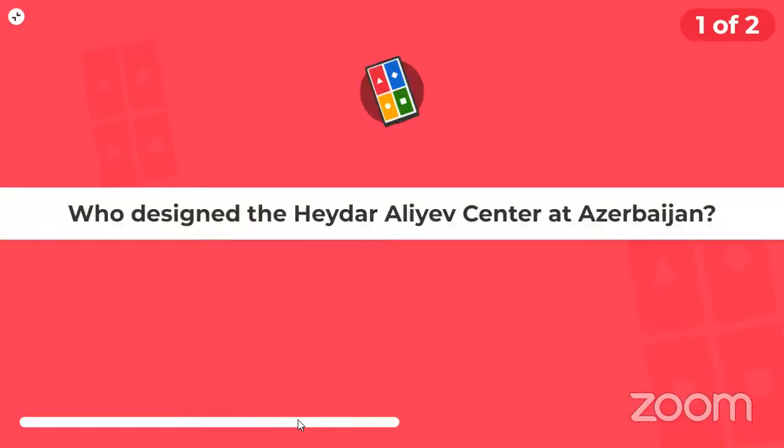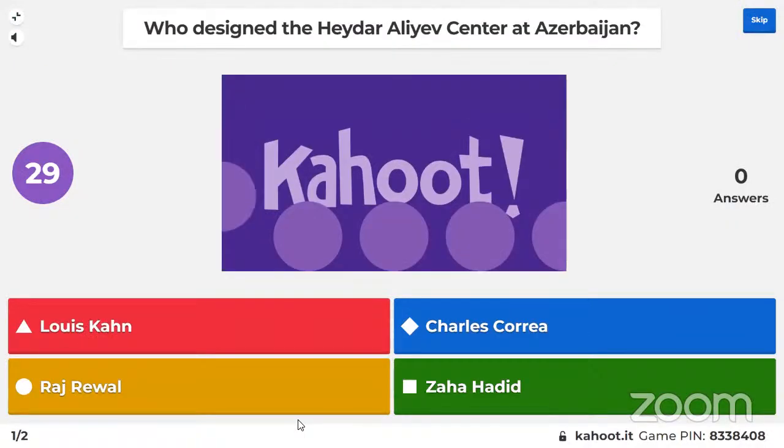So that's the first question. Who designed the Heydar Aliyev Center in Azerbaijan? Below you can see the options also: Louis Kahn, Charles Correa, Raj Rewal, Zaha Hadid. All those options you can see at the bottom.